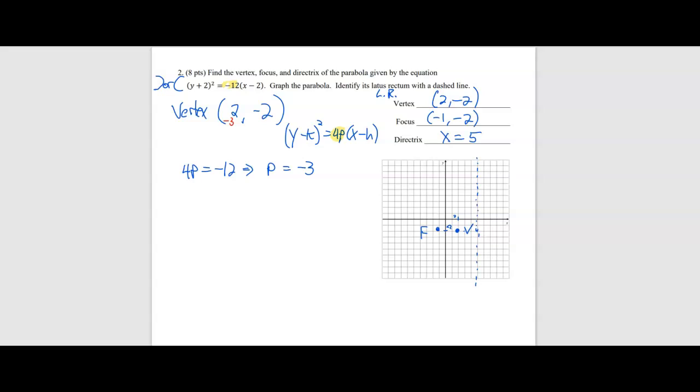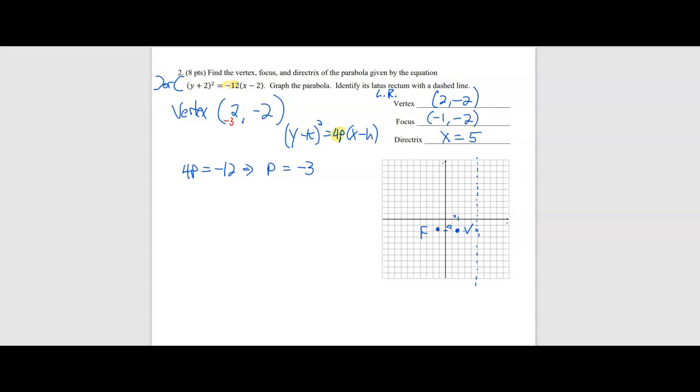We basically have the information we need to graph this parabola. In order for the focus to be 3 to the left and the directrix to be 3 to the right from the vertex, it has to be the right width. Now Latin for right width is latus rectum. So this means that it's the correct width or the right width.